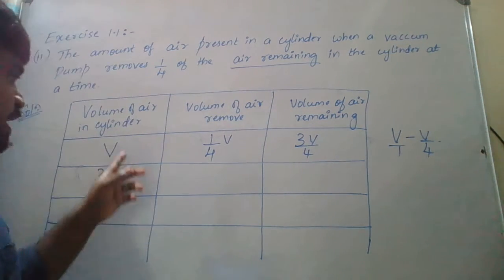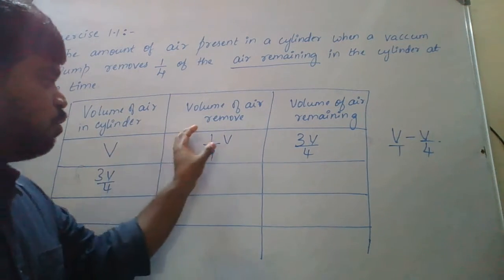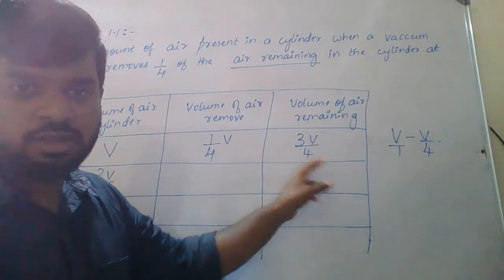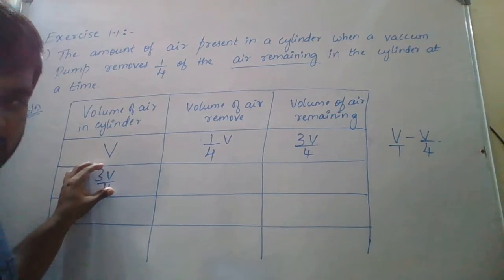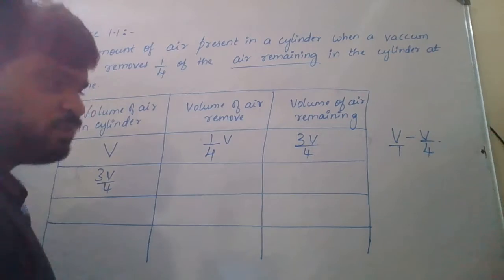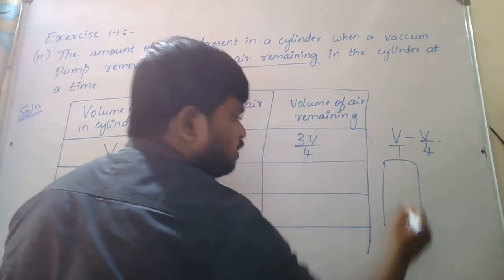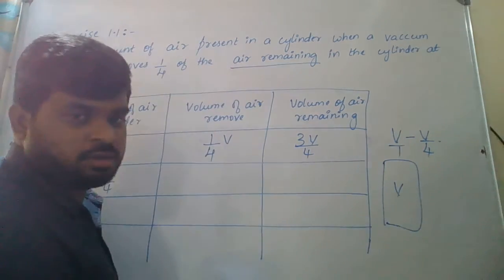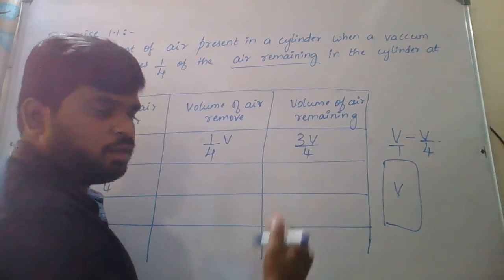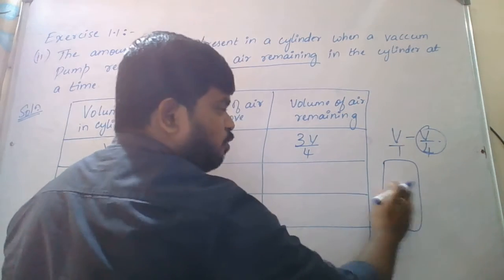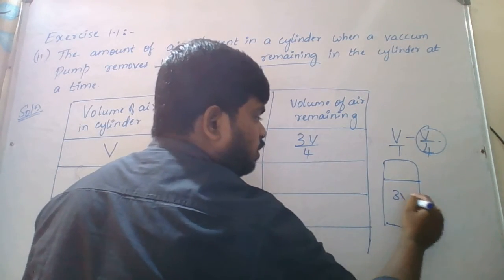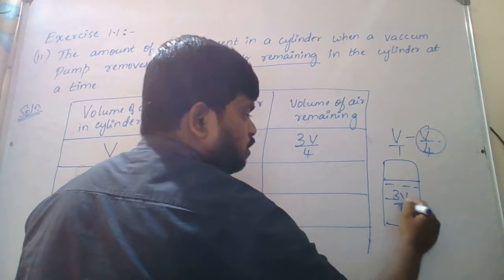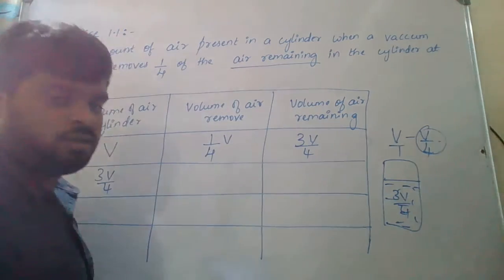Right? Initially you add this, you removed so much, this is the remaining. This remaining part is in the cylinder now, isn't it? It's very easy. You got a cylinder, you add so much, V was the volume, you removed V by 4, now you have got 3V by 4.